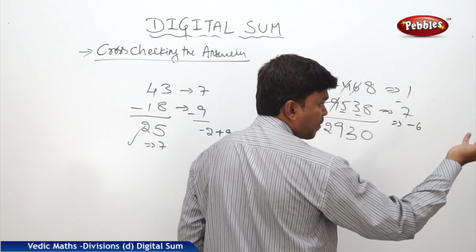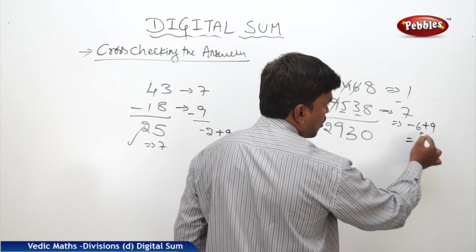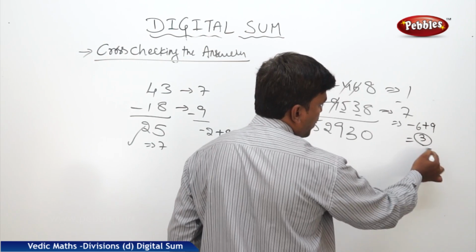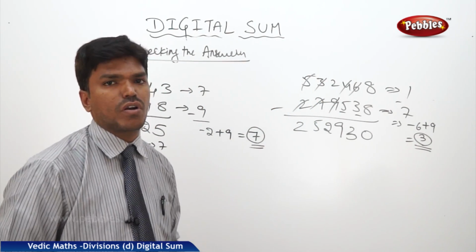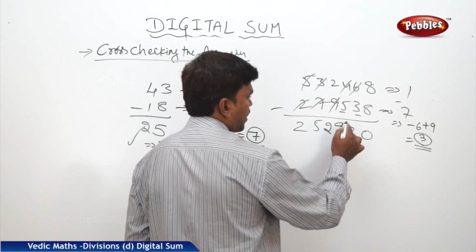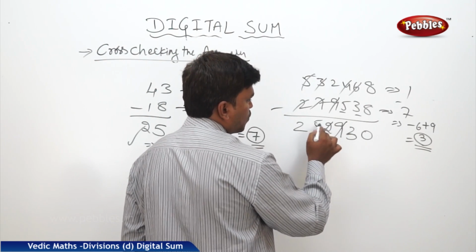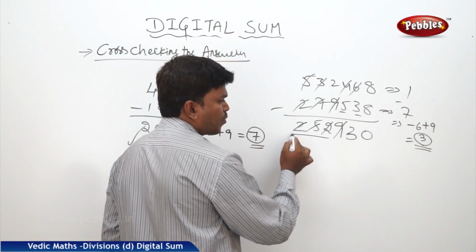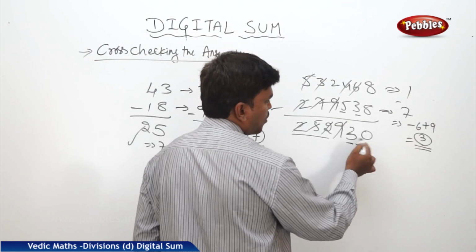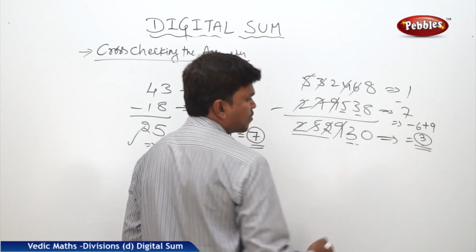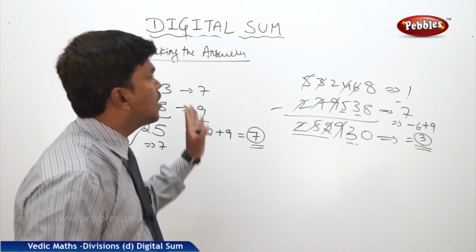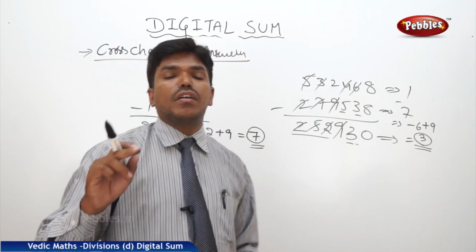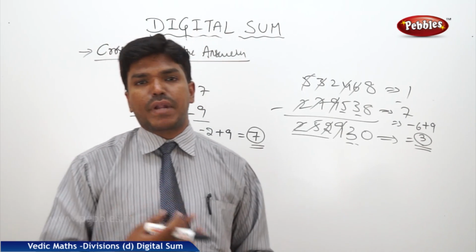Minus 6, so I am getting the minus, so add 9 here. How much will you get? 3. So my answer's digital sum should be 3, otherwise it is wrong. Let us see. 9 ignore, so 2, 5, 2, which are summing up to 9, ignore, so 3 plus 0, 3. So finally it is matching, so my answer is right. Okay, like that we can apply the digital sum in subtractions also.